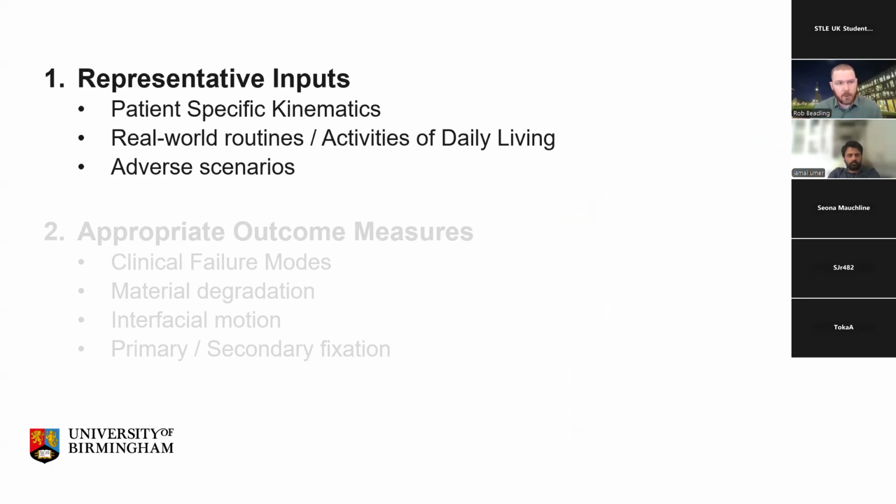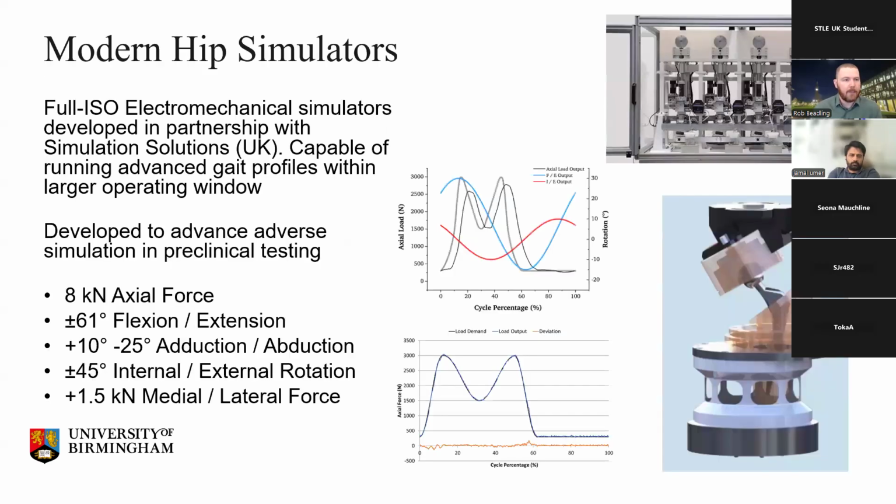The first one I'm going to talk about is representative inputs, where we actually take patient-specific kinematics, real-world routines and adverse scenarios, and we run these on these simulators. These simulators, particularly modern simulators, are quite nice platforms, fully electromechanically controlled, so that we can really closely replicate the gait profiles that we want to subject these devices to, rather than a simulated walking profile at 1 hertz over 3 or 4 months.